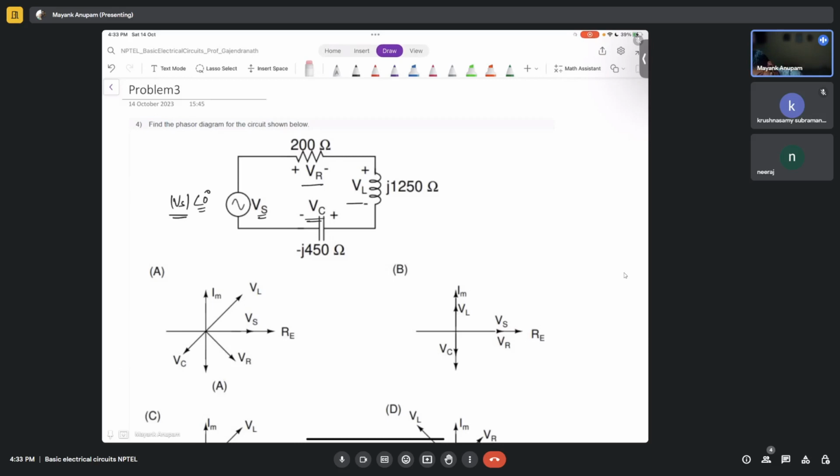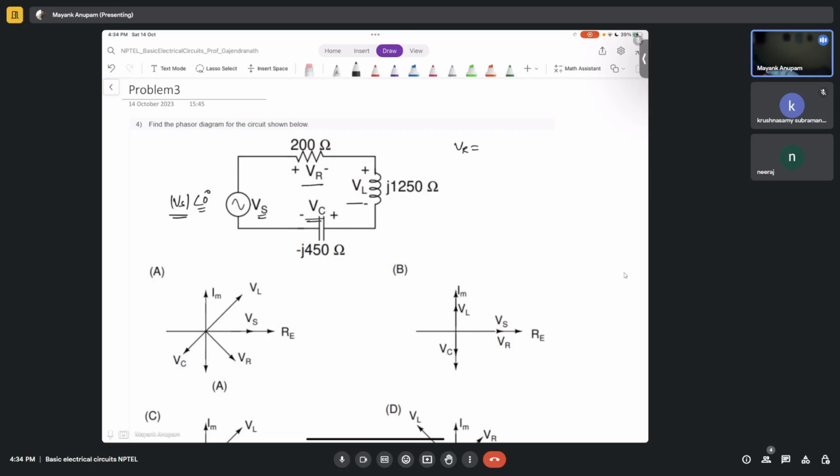So tell me, what is VR? VR will be in phase with VS. Why should VR be in phase with VS? Sir, the voltage across a resistor is in phase with the current through the resistor. Yes, the current through the resistor will always be in phase with the voltage across the resistor. That is definitely sure.